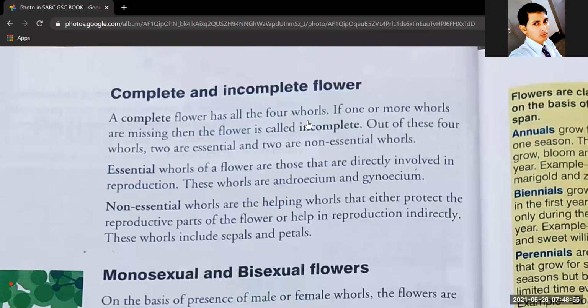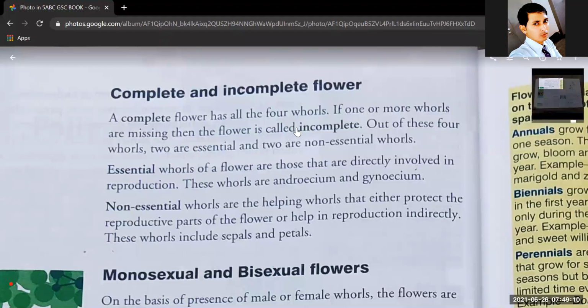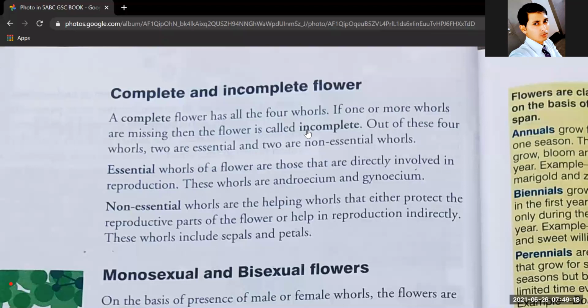A complete flower has all the four whorls. So those flowers which have these four things, Androsium, Gynecium, calyx, and corolla, you can say that flower is the complete flower. If one or more whorls are missing, then the flower is called incomplete. So if any whorl is missing, then that flower is incomplete. Means if a flower has calyx, Gynecium, Androsium, but it has no corolla, then that flower is incomplete.